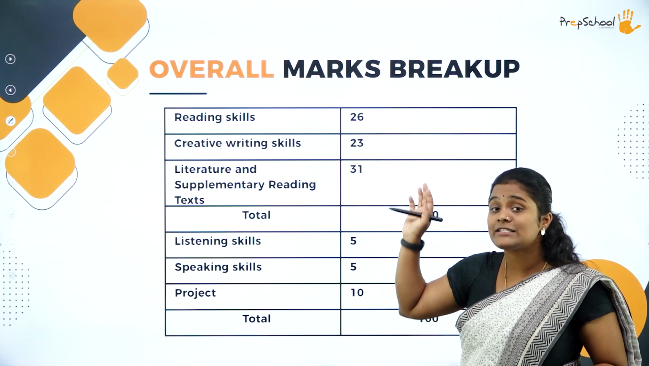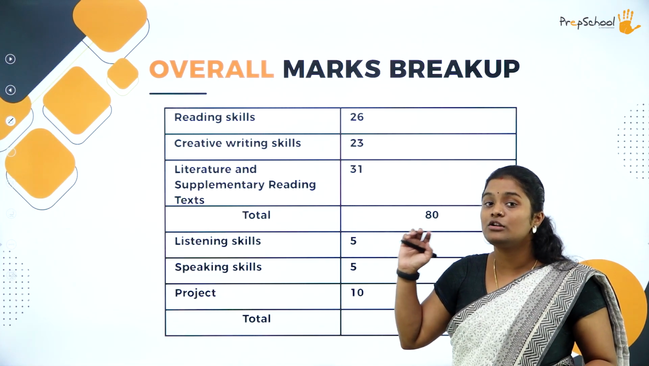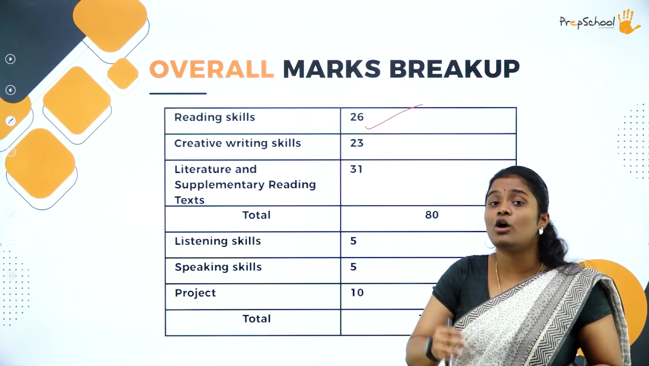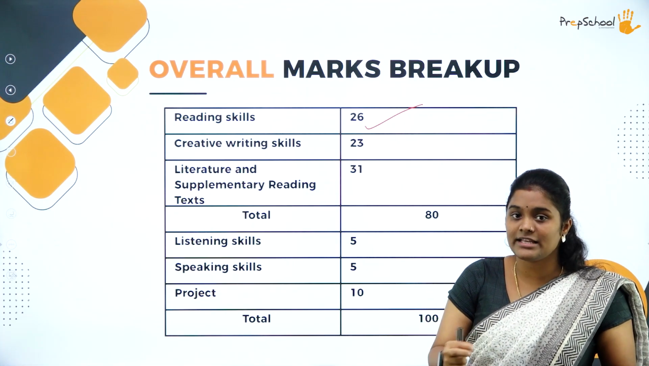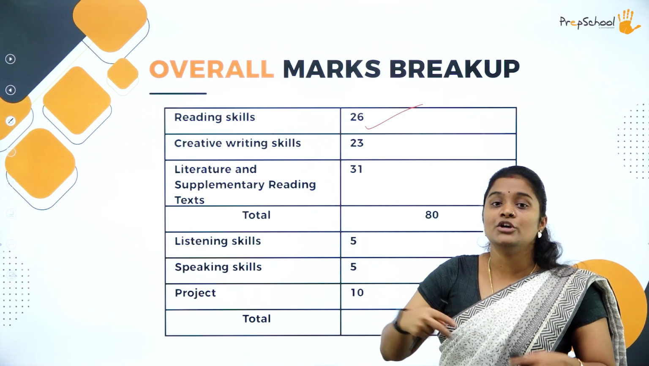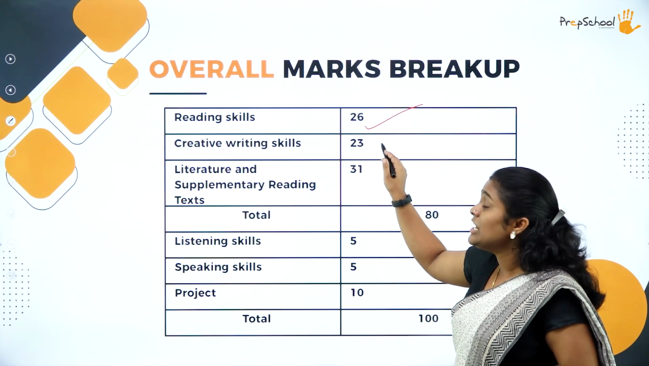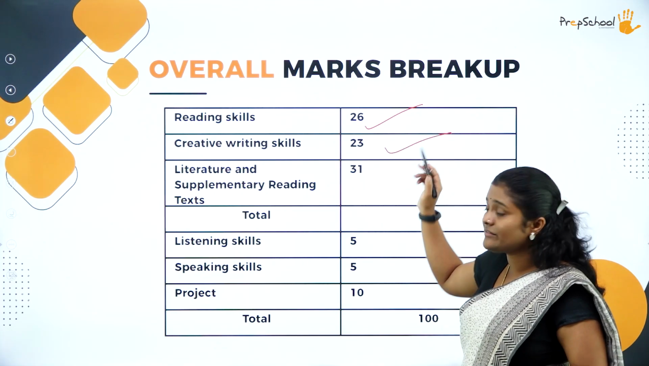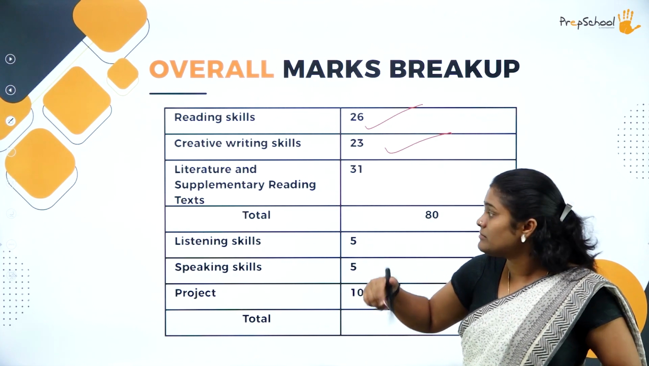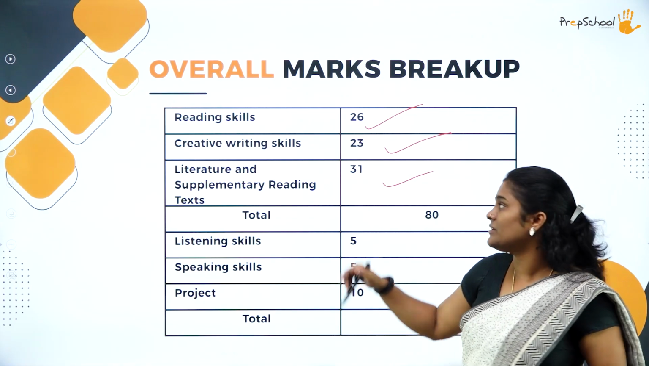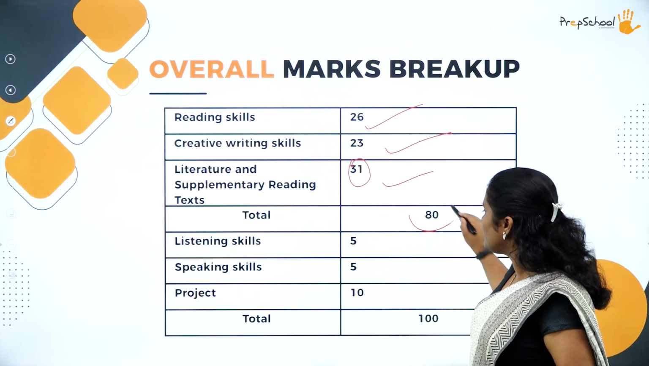Finally, coming to the marks breakup. What are the things that the marks are allotted to? First up, your reading skills will be assessed, and the marks allotted to that is 26 marks. In your reading section, you had to read the passage and answer the questions. That will fetch you 26 marks. And the creative writing skills part gives you 23 marks. Then there is literature. Every question from Hornbill and Snapshot will fetch you 31 marks. The total will be 80.